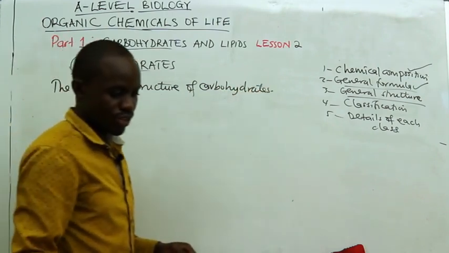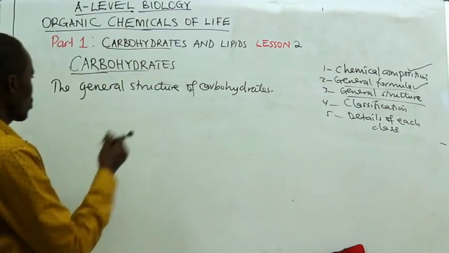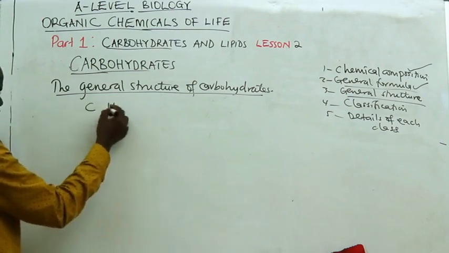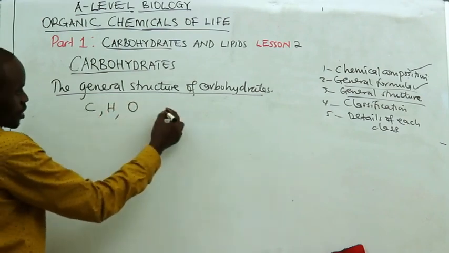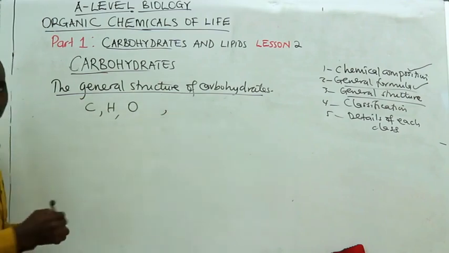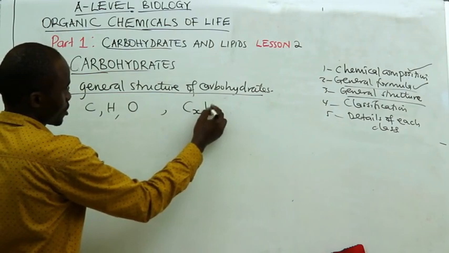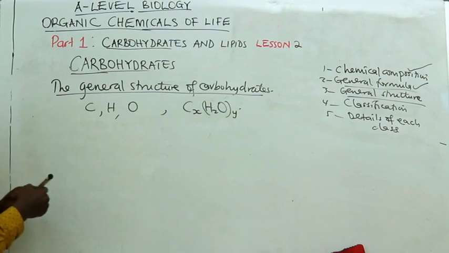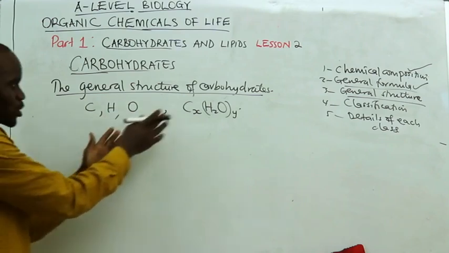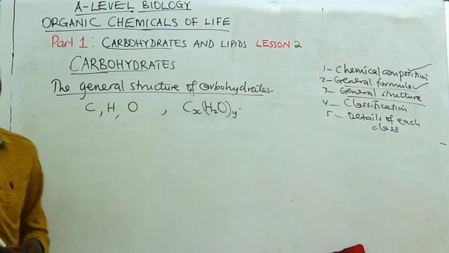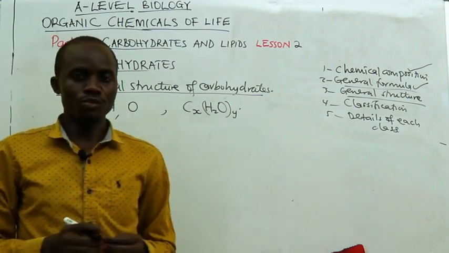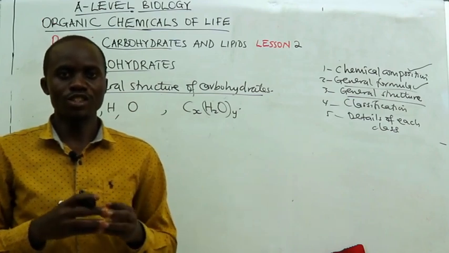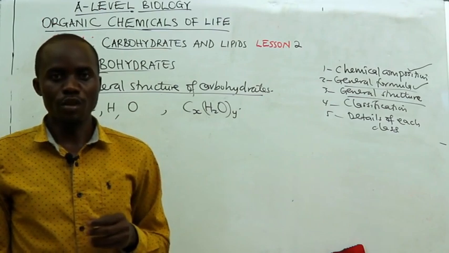So we have already seen that all carbohydrates are made up of carbon, hydrogen, and oxygen, represented by this general formula. Now the question is, how are these atoms usually arranged? There are two things for us to note that you'll find in each and every carbohydrate.